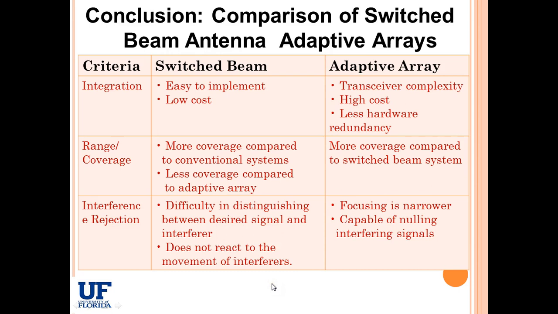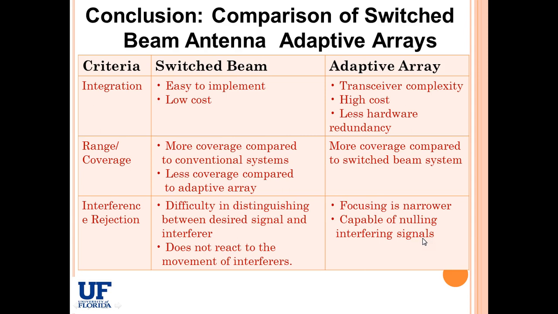Because the lobe is constant, when the user is moving from one place to another, it doesn't form the beam around it as the adaptive array does. In fact, the adaptive array focuses on the user and hence is capable of nulling the interference signals and increasing capacity in that effect.